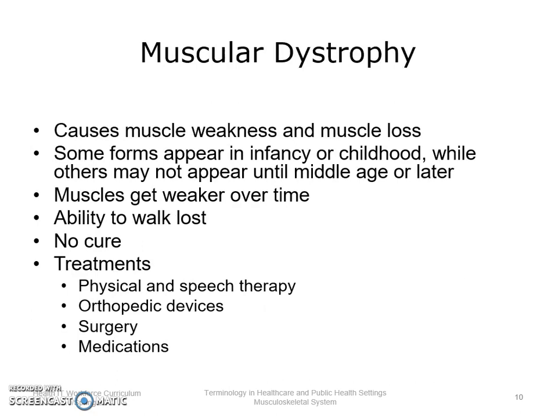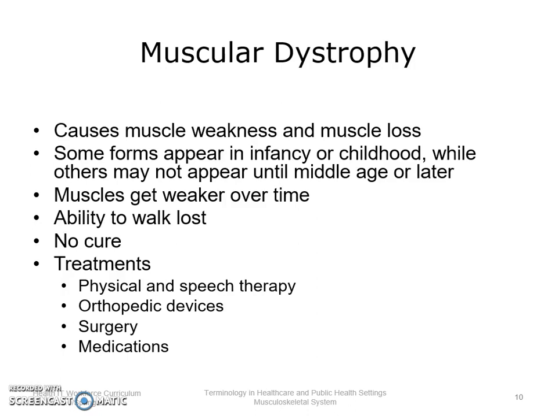Muscular dystrophy refers to a group of more than 30 inherited diseases that cause muscle weakness and muscle loss. Some forms appear in infancy or childhood, while others may not appear until middle age or later. All forms of muscular dystrophy grow worse as the person's muscles get weaker. Most people eventually lose the ability to walk.